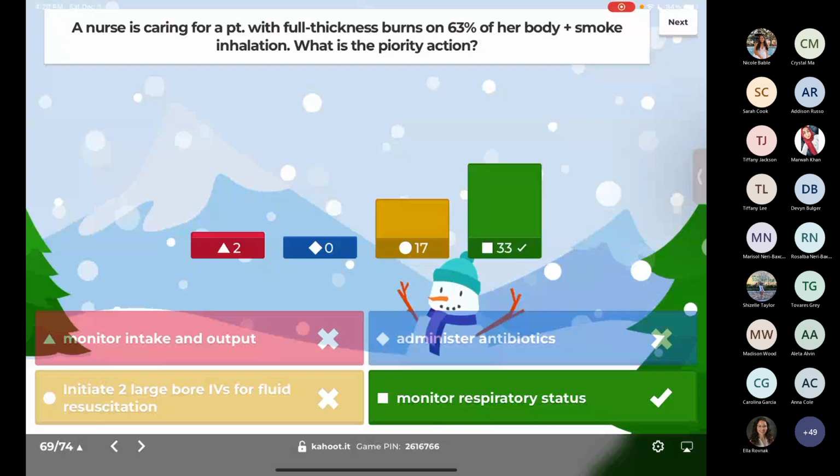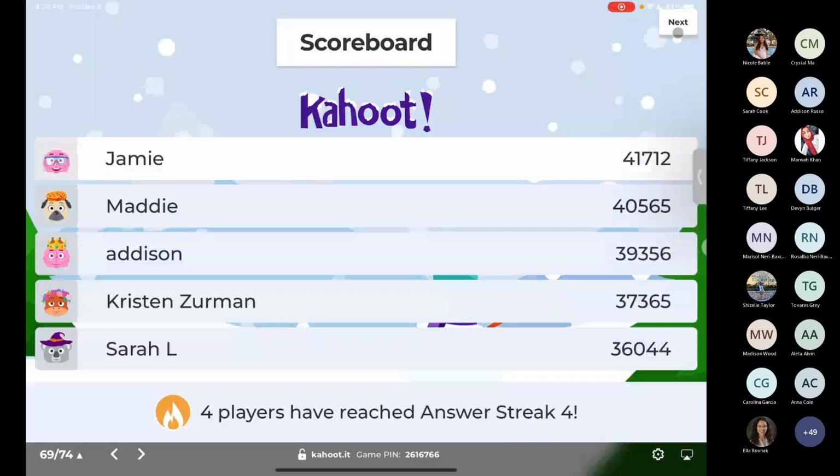So first, we always have to establish our airway. Then we can work on breathing, and then we can follow up with circulation. And then we'll work with the skin, we'll work with the temperature, but always ABC in that order.